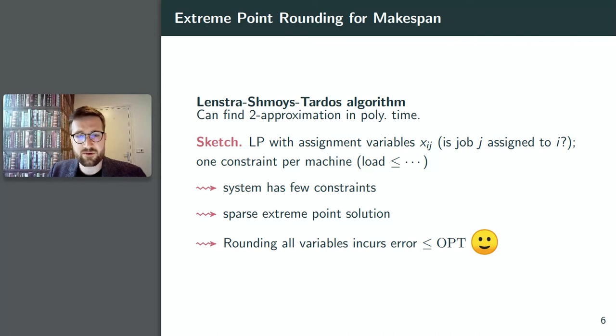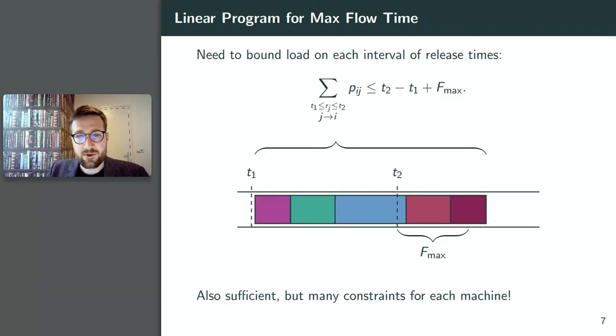It's a constant approximation, and we would really love to have the same for maximum flow time. So why does this argument not work for maximum flow time? Well, it turns out that what you need are constraints for all intervals and all machines.